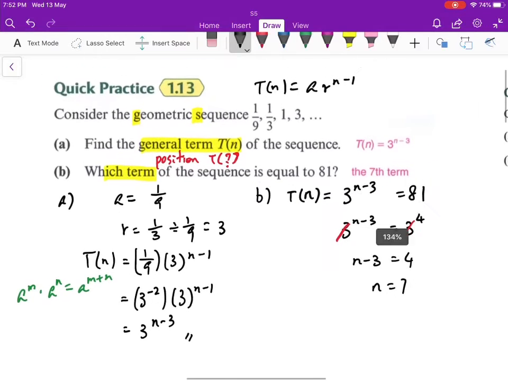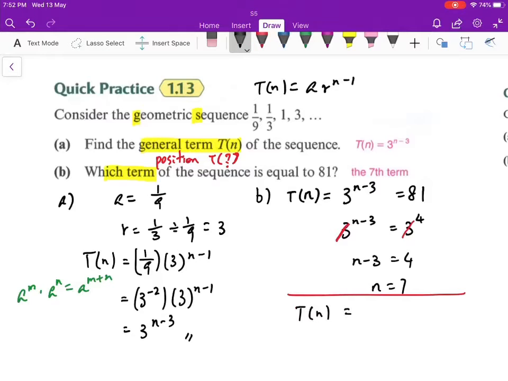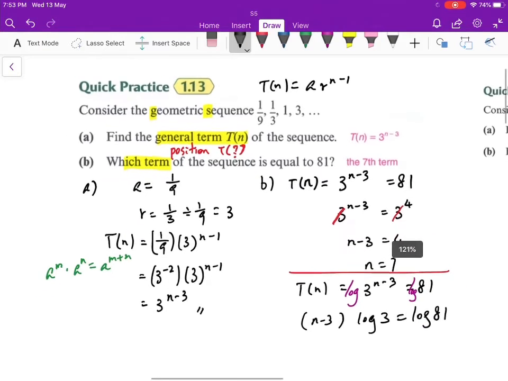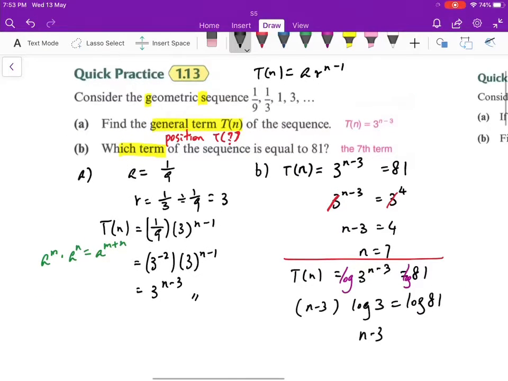Another method, I suggest another method. Tn equals 3 to the power n minus 3 equals 81. Some of the students may like to take log. I hope that you still remember, when you take log, the power will be in the front. So you have log 81, then n minus 3 equals log 81 divided by log 3. See? You can also find n just using the calculator.